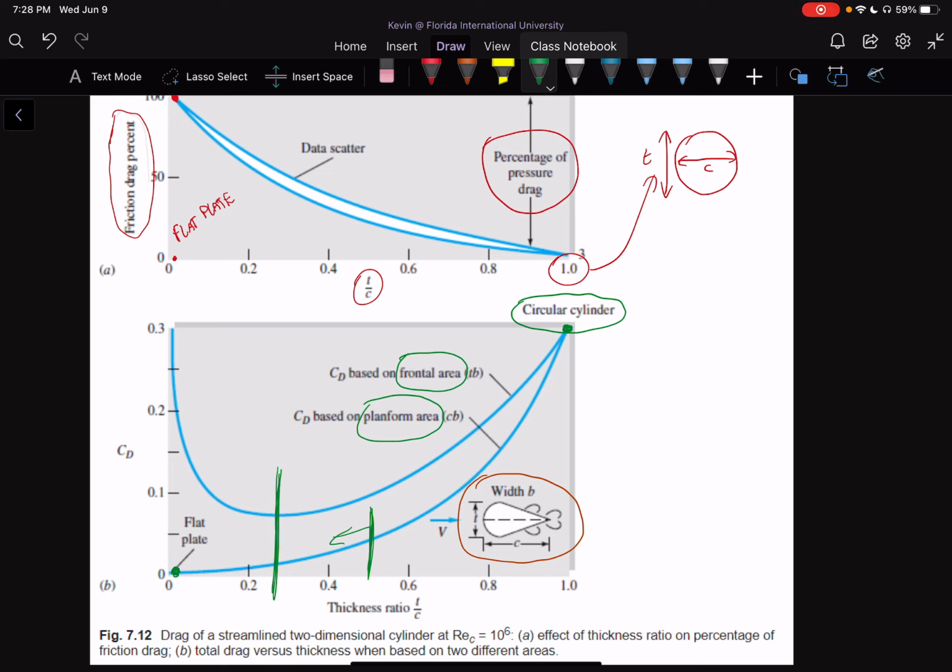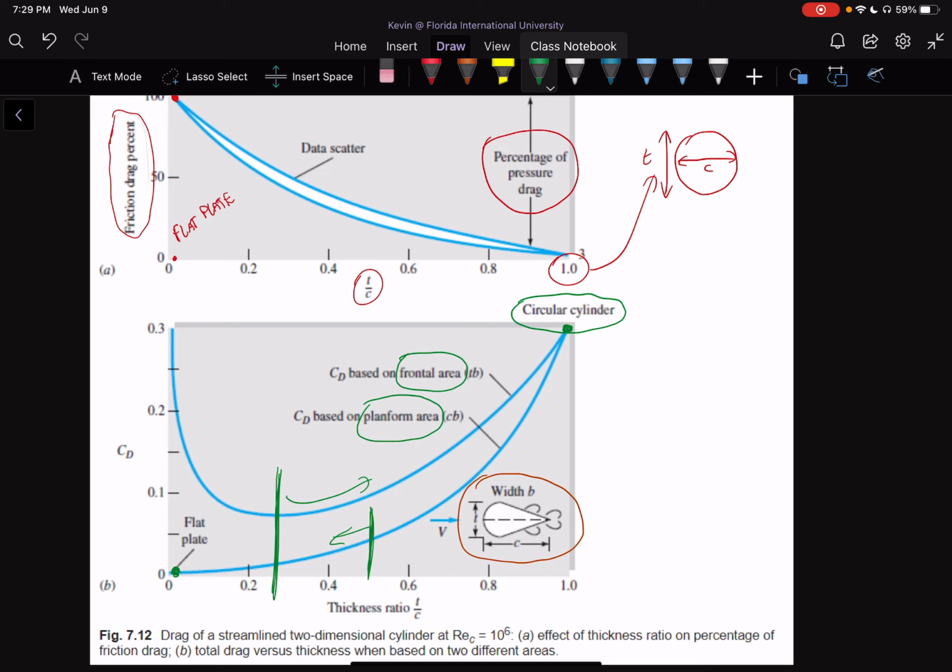And then we're going to use frontal area for more blunt bodies. Okay, so the more the body is blunt, the more we're usually going to use CD based on the frontal area. Okay, so it's just two different ways of calculating this. Okay, so this would be the total drag versus the thickness when based on two different areas. Okay, so we can look at the effect of two different areas.